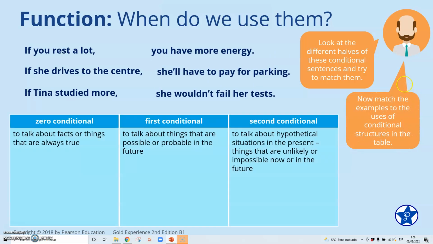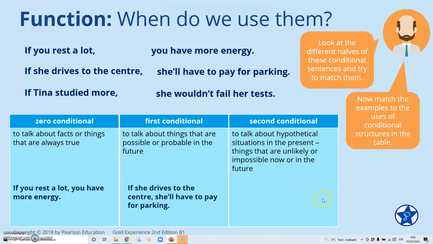Now match the examples to the uses of conditional structures in the table. As you see, we use zero conditional to talk about facts or things that are always true. If you rest a lot, you have more energy. First conditional is used to talk about things that are possible or probable in the future. If she drives to the center, she'll have to pay for parking.